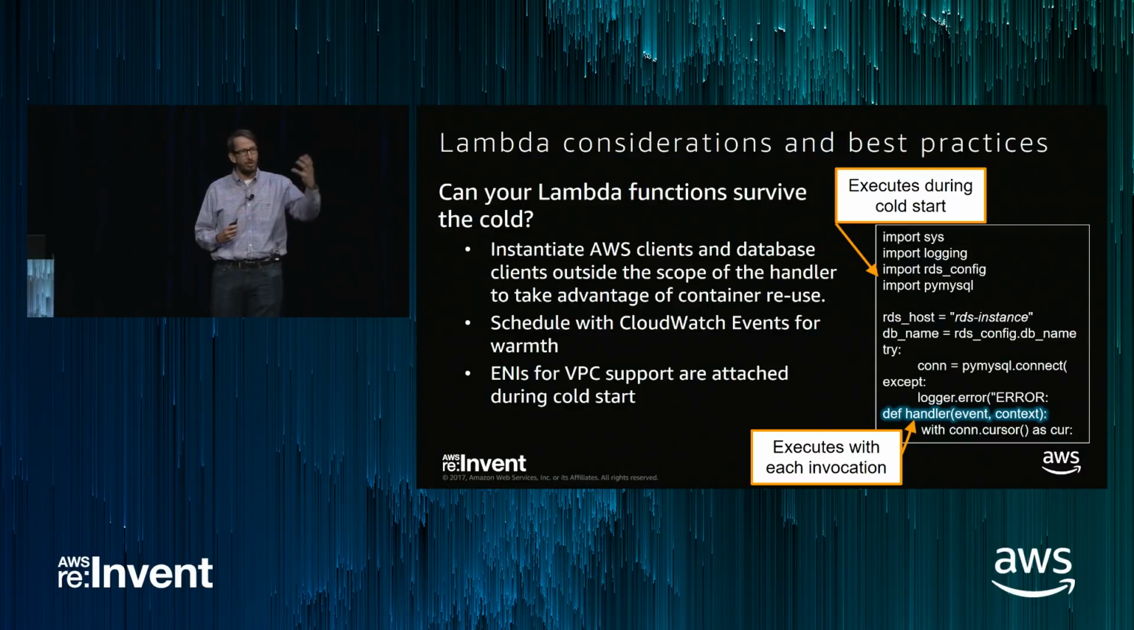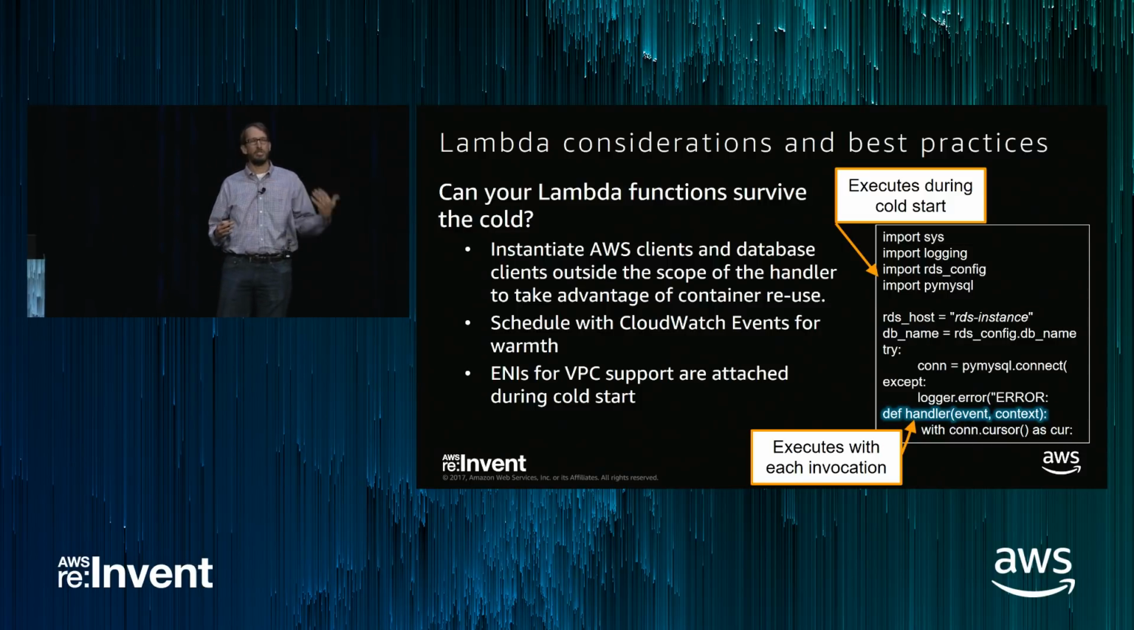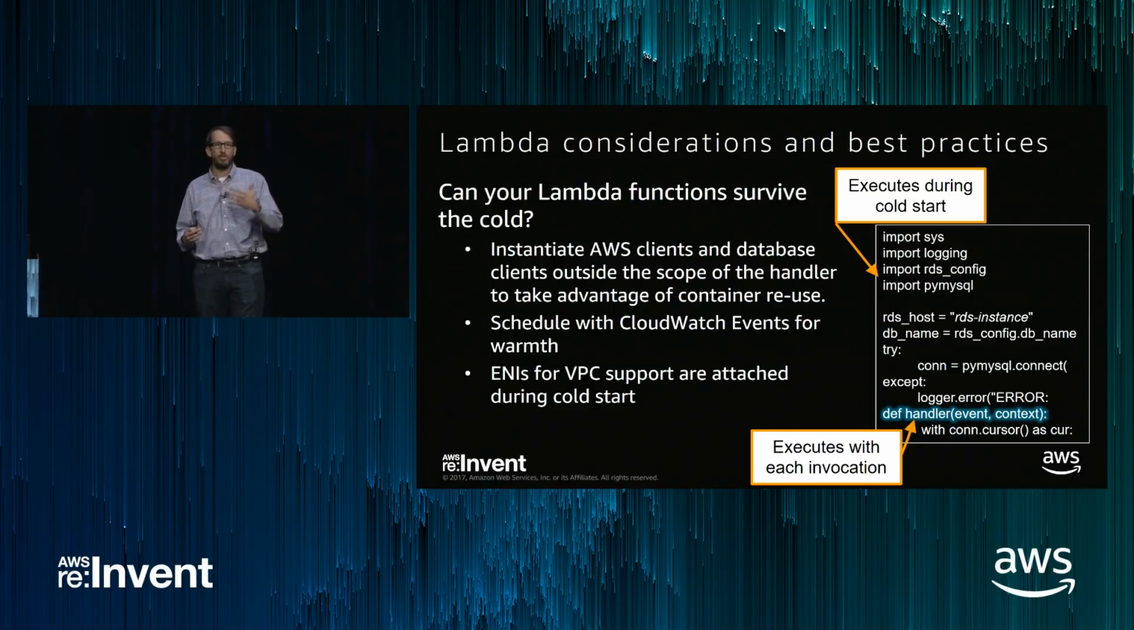This involves downloading code to Lambda, starting it up in a container on a Lambda host, and then running any initialization code that you've defined inside of your Lambda function. So you can see in this example, I'm importing some external libraries. I'm actually making a connection to an RDS database, in a relational database, in this case RDS, and I'm doing all of that outside of the handler. So that happens only during the cold start process.